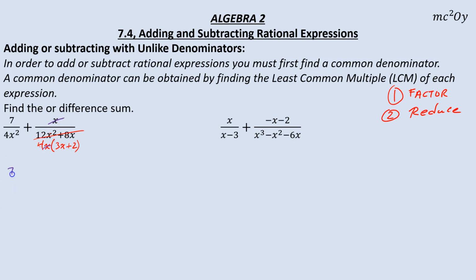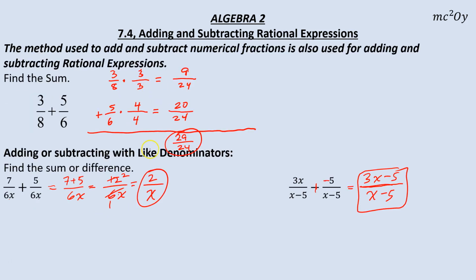So really my new problem is 7 over 4x squared plus, well, this is now a 1 up here, 1 over 4 times 3x plus 2. That looks a little prettier than what we had. Still looks pretty messy. But you're going to multiply by something to get a common denominator. And that whole process we did right back here, that's why I showed this.